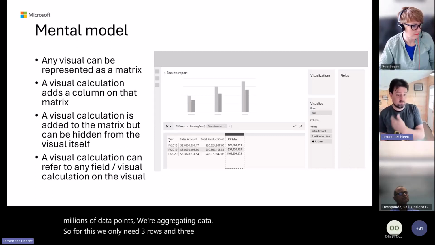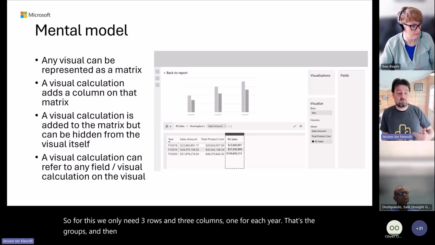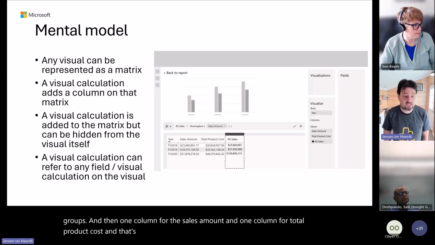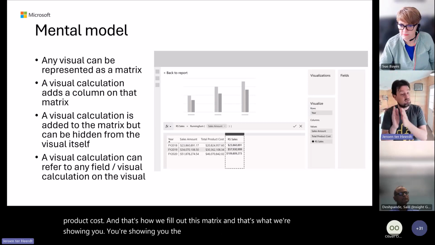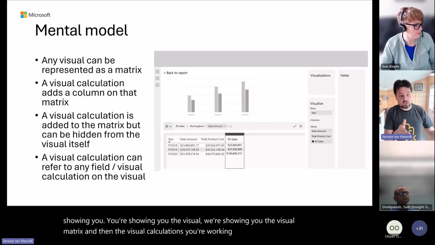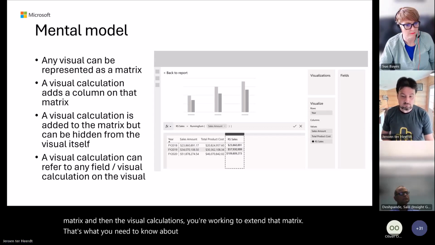One for each year, that's the groups. And then one column for the sales amount and one column for total product cost. And that's how we fill out this matrix. And that's what we're showing you, the visual matrix. And then with Visual Calculations, you're working to extend that matrix. That's what you need to know about Visual Calcs.